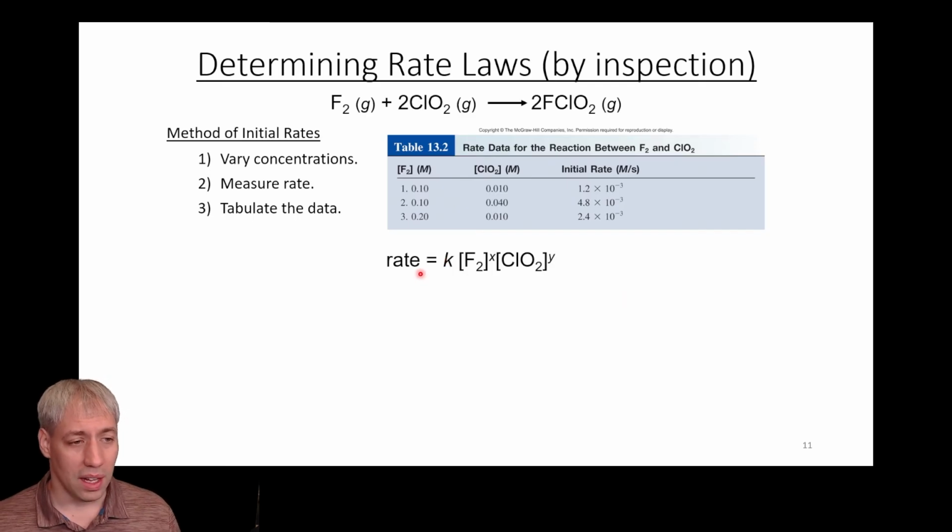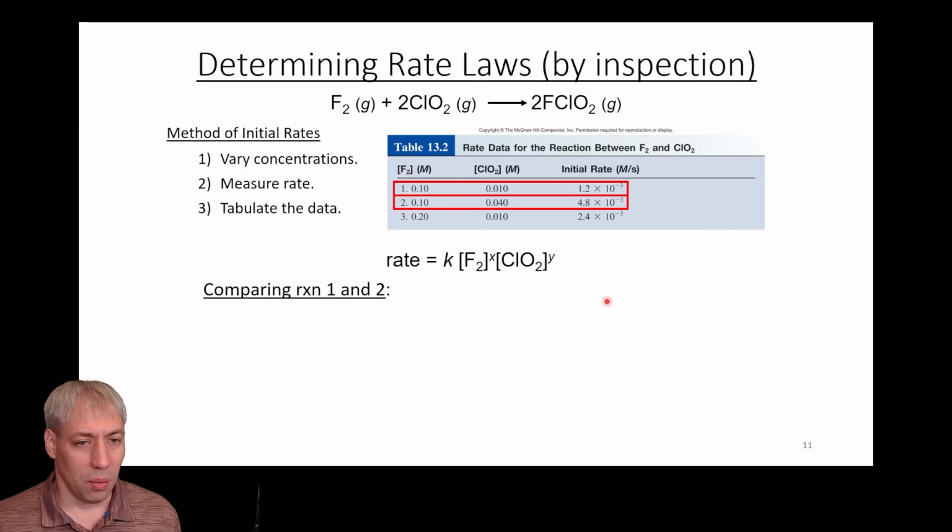And so we know the rate law has to look something like this. Rate is equal to k, F2 to the X, ClO2 to the Y. What we don't know is what X and Y are. It could be 0 for both, it could be 1, it could be 2 and 1. We have to figure that out from this data set here. We can do this by two different methods: one, the algebraic way, and another one is by inspection.